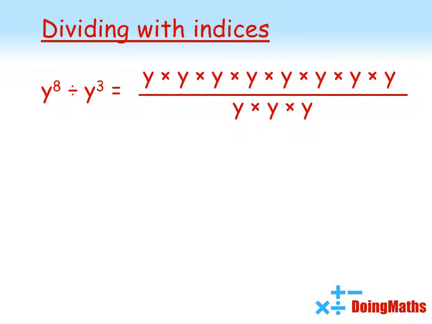Well, we've got a fraction now. It's got y's on top and bottom, so we can start to cancel some out. So there's one pair of y's cancelled, there's another pair, there's another pair. So all we're left with now is y times y times y times y times y on the top. We've taken the 8 that we originally had, we've taken off the 3, we're left with y to the power of 5. So now, dividing with indices, we're taking away that second power from the first one.